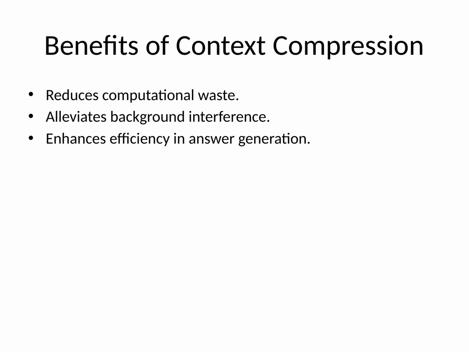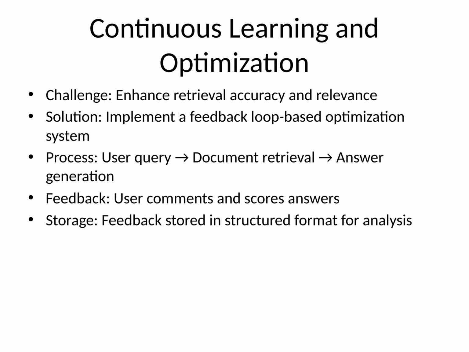Context compression offers significant benefits, such as reducing computational waste and alleviating background interference, ultimately enhancing the efficiency of answer generation. To improve retrieval accuracy and relevance, we can implement a feedback loop-based optimization system. This involves a process where a user query leads to document retrieval and answer generation. Users then provide feedback by commenting and scoring the answers, which is stored in a structured format for further analysis.